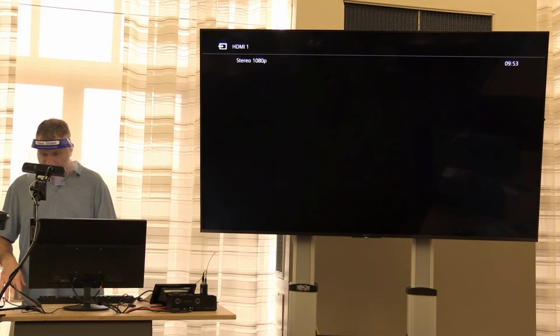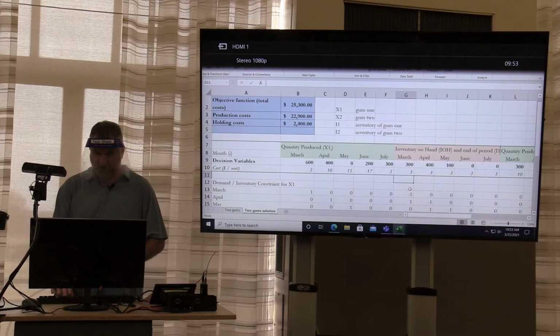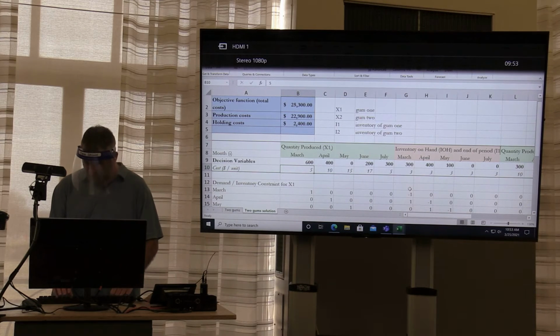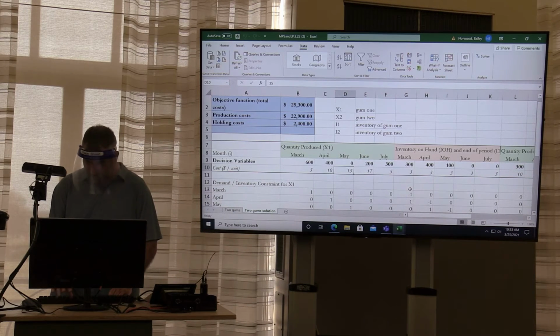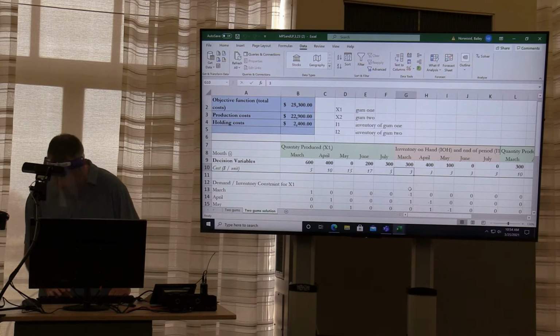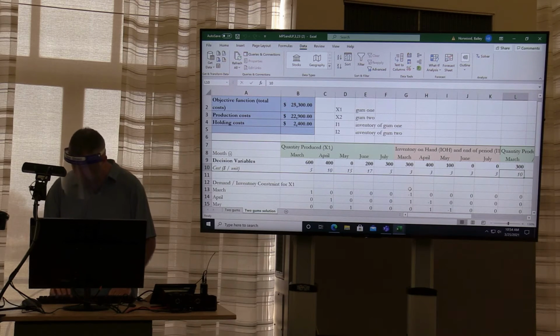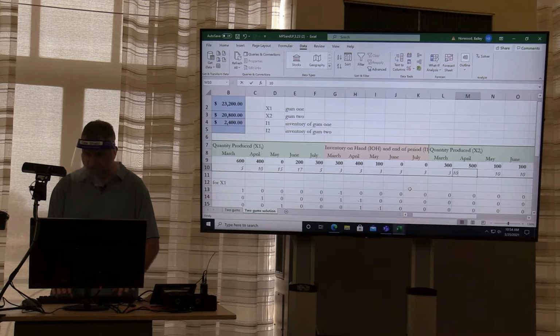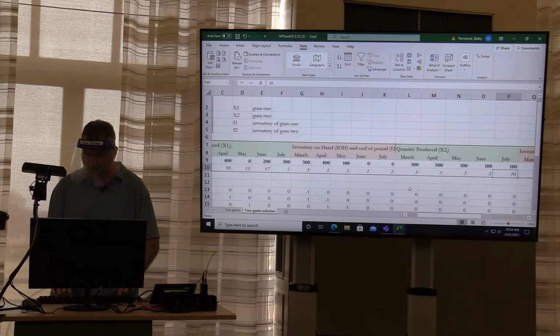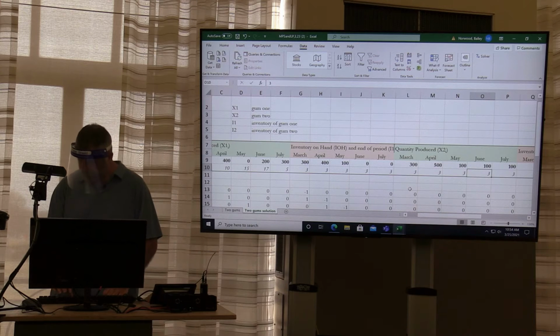C1 and C2 are per unit production costs. So for good 1, it should go 5, 10, 15, 17, 5. That's right. Production costs for good 2 are 3s all the way across. 3, 3, 3, 3, 3. Because this is quantity produced multiplied by the per unit production cost.